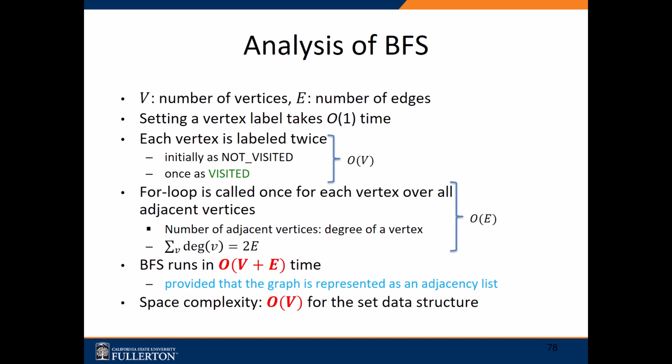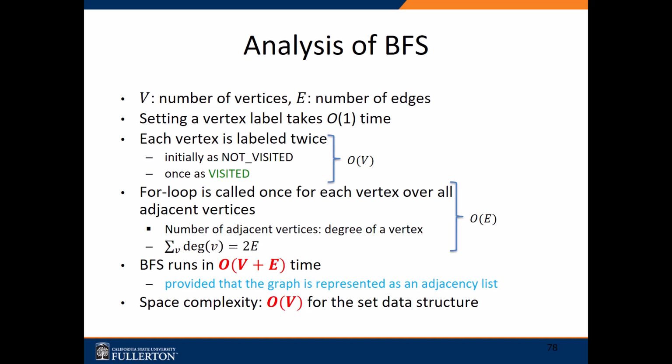So we can use this result to say that the total time taken to complete the for loops is O of E, and the total time to run this algorithm is O of V plus E, which means that the running time of breadth first search is proportional to both the number of vertices and edges in a graph. By the way, this assumes that the graph is represented as an adjacency list, which means that we can get all the adjacent vertices in time proportional to the degree of the vertex. Not all graph representations are capable of doing this.